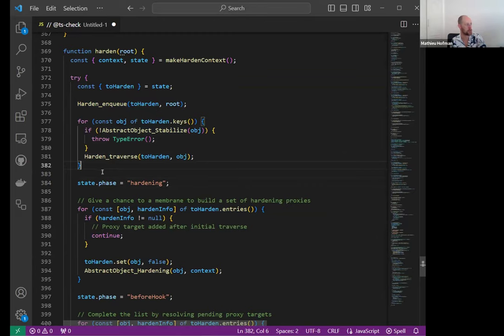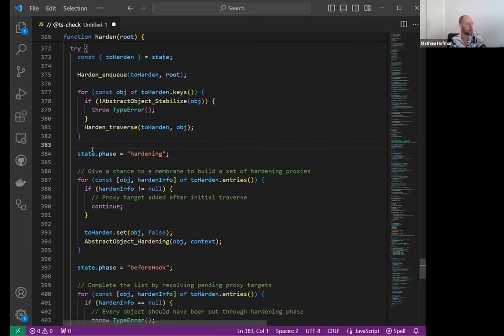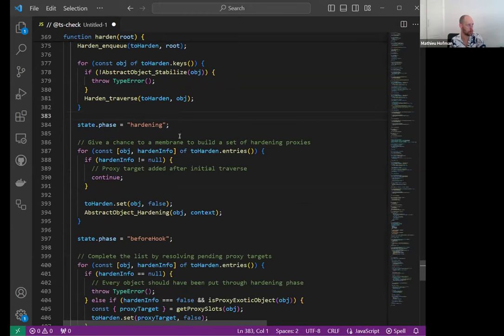So now that you've done the traversal, you've made your list of all the objects to harden, and you enter the hardening phase. The hardening phase is basically about asking the object whether it can be hardened or not. And what's important is that it doesn't have to answer right away. If it's an ordinary object, the object will get hardened. There is nothing an ordinary object can say for that not to happen.